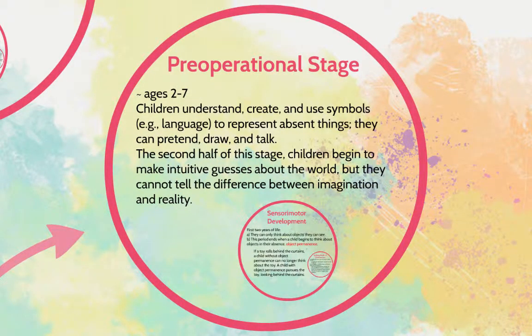The pre-operational period, about ages 2 to 7, begins as children understand, create, and use symbols, like language, to represent absent things. They can pretend, draw, and talk. During the second half of the pre-operational stage, children begin to make intuitive guesses about the world, but they cannot tell the difference between imagination and reality.